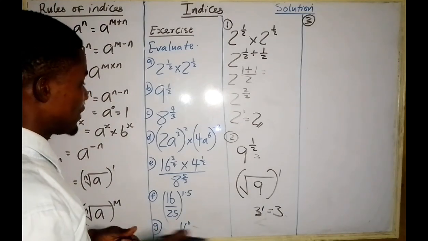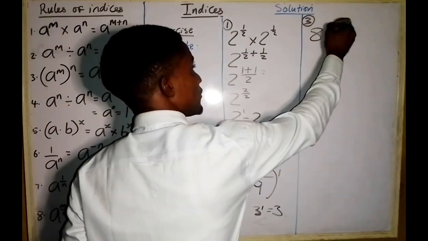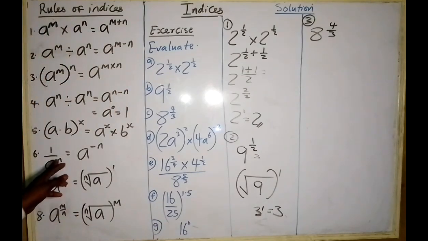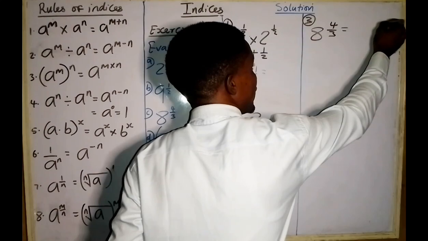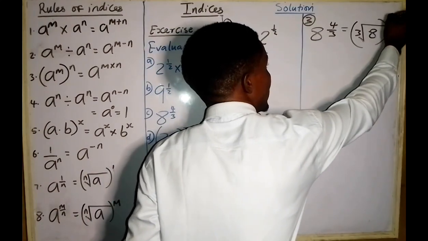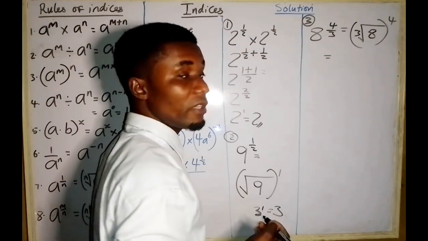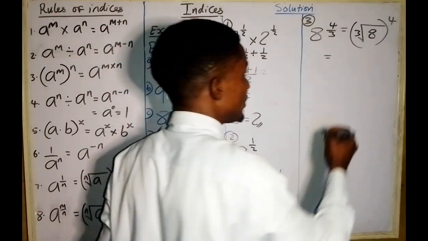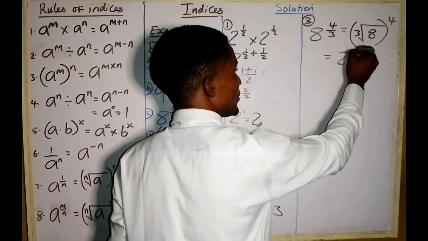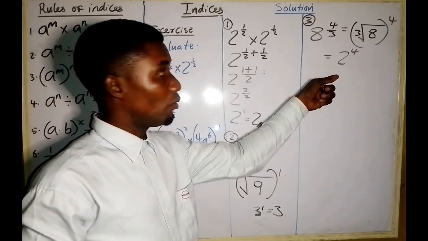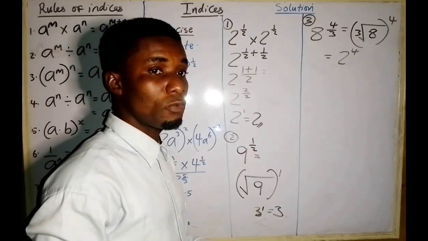Now, question 3 says evaluate x raised to the power of 4/3. To solve this problem, we're going to apply the fractional index law. We're going to have the cube root of 8, close the bracket, raised to the power of 4. The cube root of 8 is going to be 2, since 2 times 2 times 2 gives 8. That will be 2 raised to the power of 4, which is an index expression of this particular question given to us.